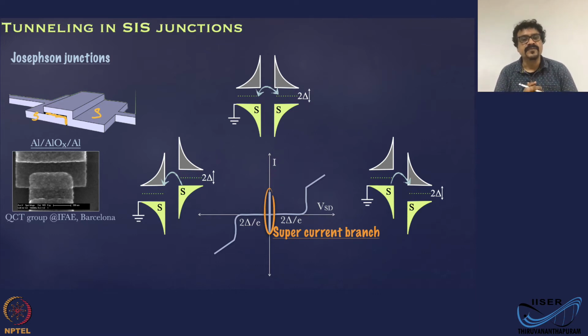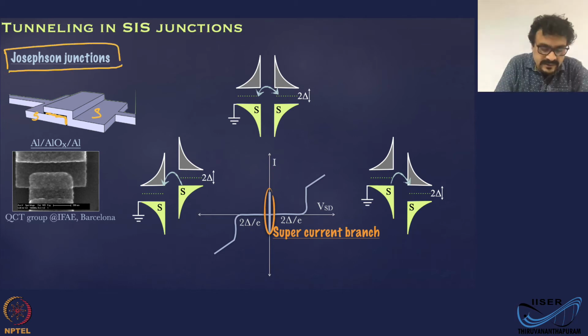These junctions are also called Josephson junctions. We will discuss the Josephson effects in detail in the coming slides. But let's overview the tunneling process in SIS, that means superconductor-insulator-superconductor junctions.